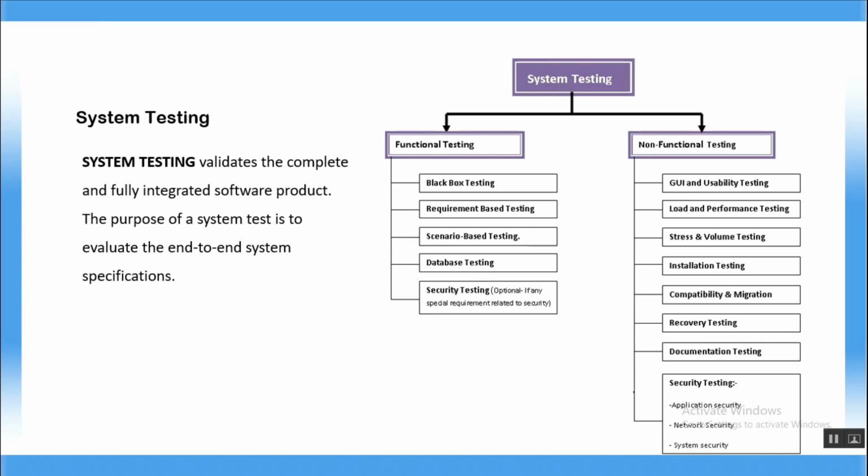System testing is a combination of functional testing and non-functional testing. Functional testing is checking the functionality of the application, like black box testing, requirement based testing, database testing. These all come under functional testing. Whereas non-functional testing is checking the security of the application, load testing, stress testing, performance testing. This is all about non-functional testing.